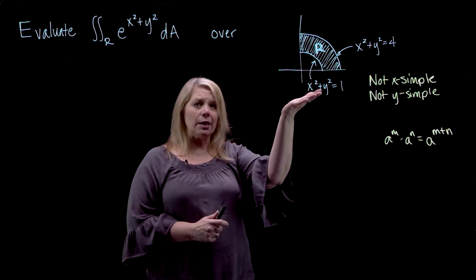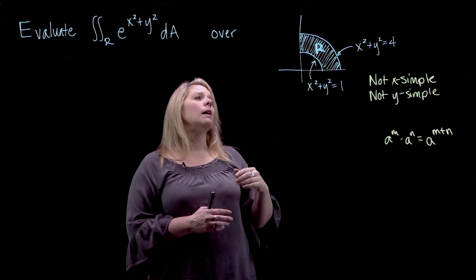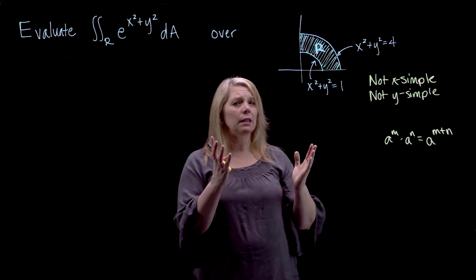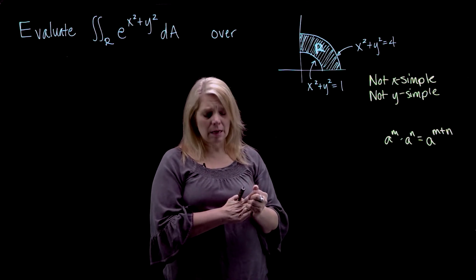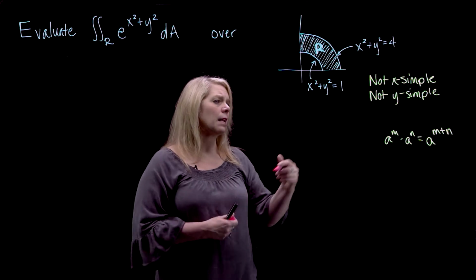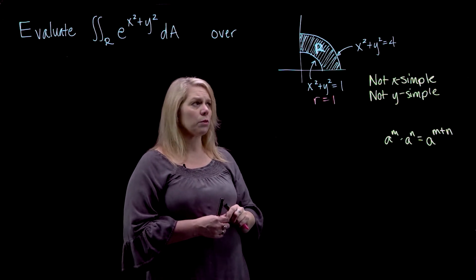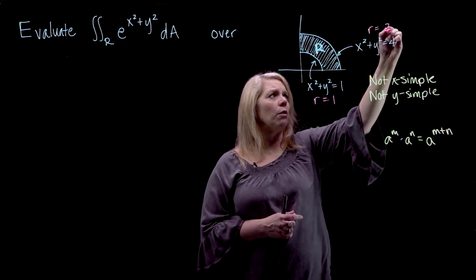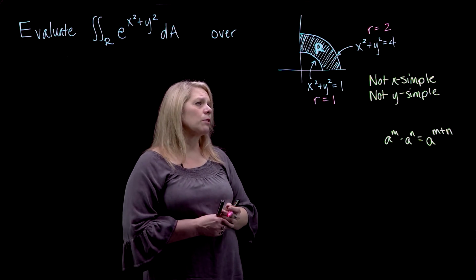One of them is the region. When I convert this region to polar coordinates, this is a polar rectangle. This is a region that is completely made up of boundaries that are constants in polar coordinates. So these are both circles. One has radius 1. The equation for this circle in polar coordinates is r equals 1. This circle has radius 2. So in polar coordinates, that circle has the equation r equals 2.